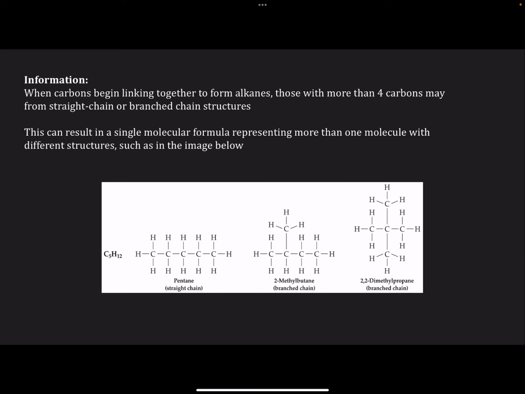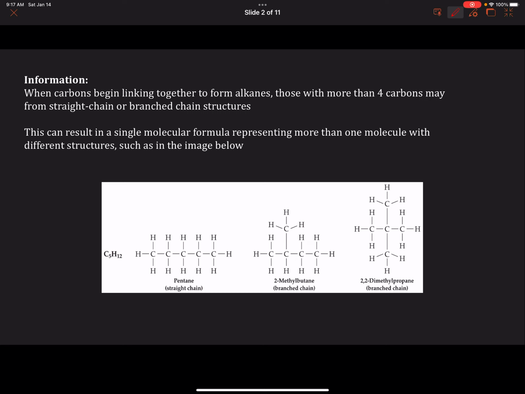But if we look at our other 2 structures, we'll notice that in the 2-methylbutane, we've got 4 carbons connected in a row. And then we have our 5th carbon as a branch. If we were to count all of our carbons, we still have 5 carbons. If we counted all of our hydrogens, we still have 12 hydrogens. So this 2-methylbutane has the same molecular formula, but we have this different structure. And because we have one of our carbons coming off as a branch, this is going to be called a branched chain structure. Now with our 2,2-dimethylpropane, we see the same thing.